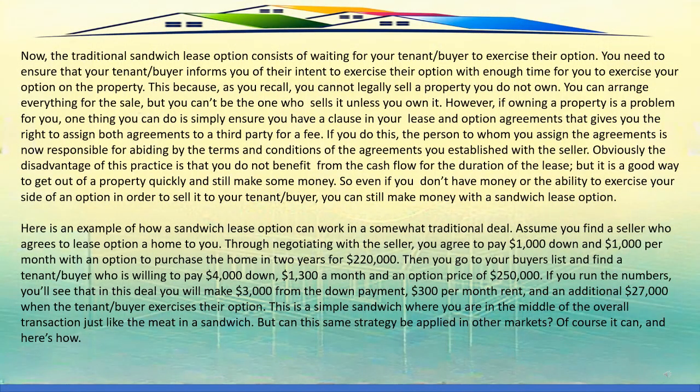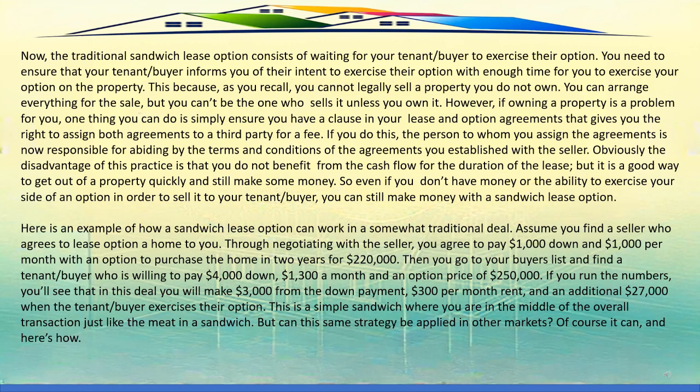Now, the traditional sandwich lease option consists of waiting for your tenant buyer to exercise their option. You need to ensure that your tenant buyer informs you of their intent to exercise their option with enough time for you to exercise your option on the property. This is because, as you recall, you cannot legally sell a property you do not own. You can arrange everything for the sale, but you can't be the one who sells it unless you own it.